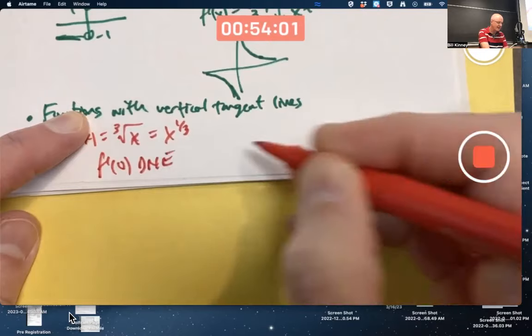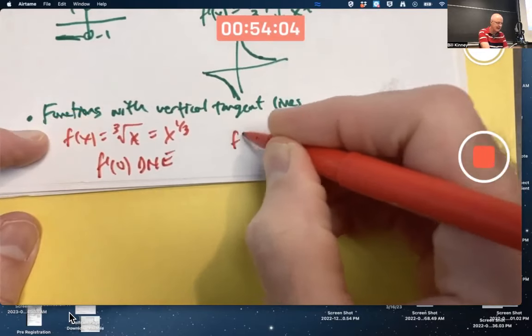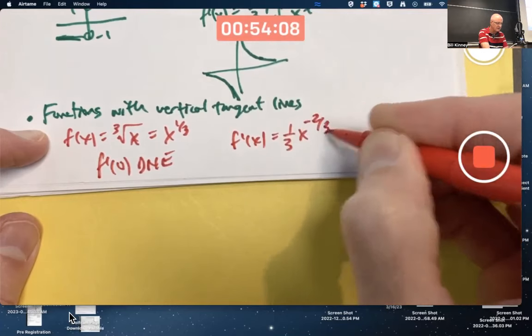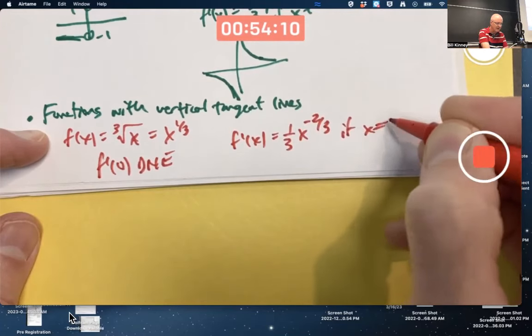But it does exist for other values of x, and the power rule would say f prime of x is 1/3 x to the -2/3 if x is not 0. That's the power rule there.